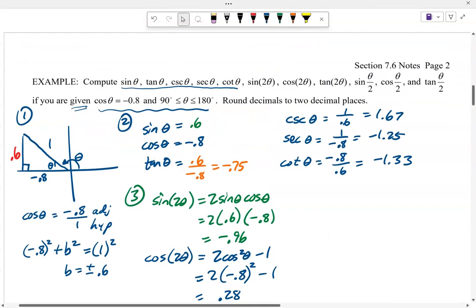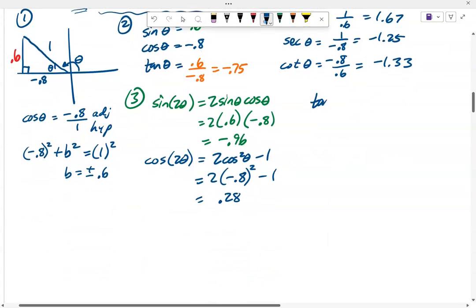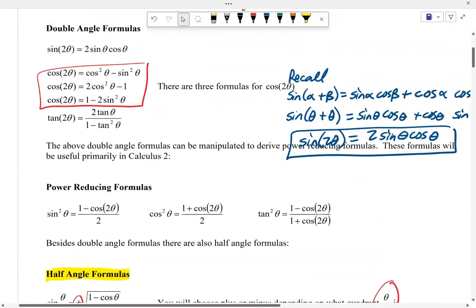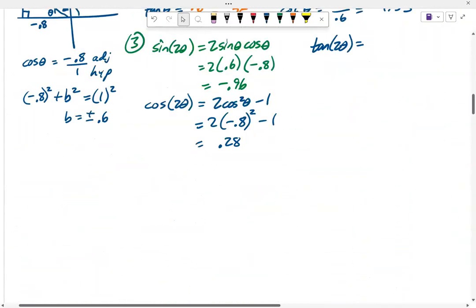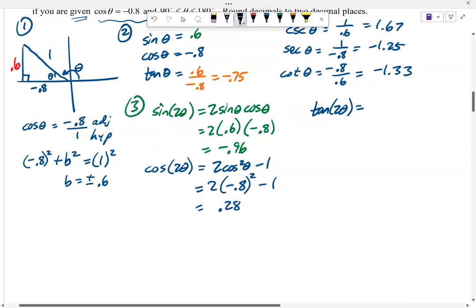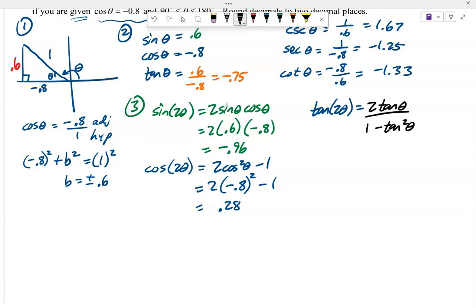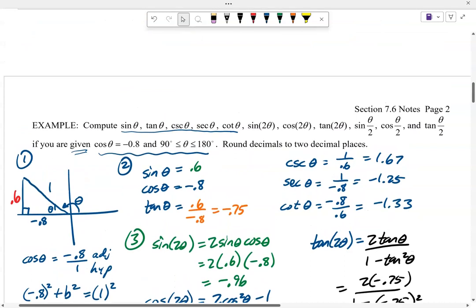And then we also want the tangent of 2 theta. So I go up here, I find my tangent of 2 theta. I'm using this one: 2 tangent theta over 1 minus tangent squared. And we know the tangent's negative 0.75. And punch that into my calculator. Okay, so now we've done all the double angles right here.